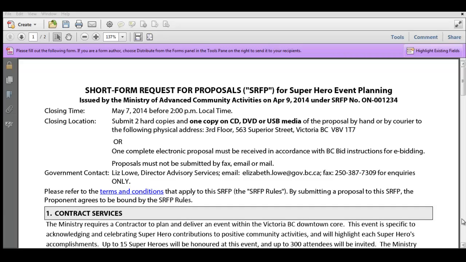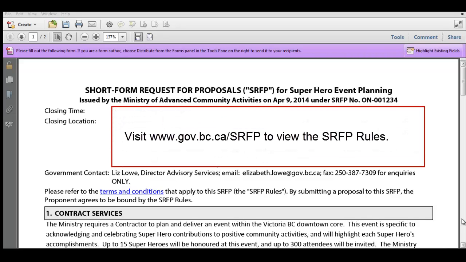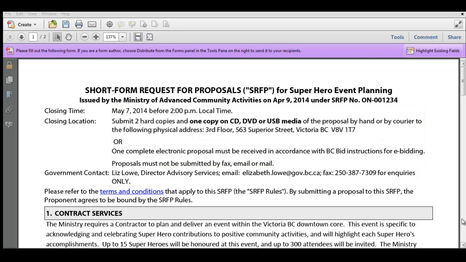Finally, in this heading section, you'll see that it talks about the terms and conditions that apply to the SRFP, or the SRFP rules. This is a link that if you click on will take you to a website that has all the terms and conditions that apply. Look at that next line. When you submit a proposal to the SRFP, you're agreeing to be bound by the SRFP rules. So it's very important that you go to the website, you have a look at what's there, and you ensure you understand all of the terms and conditions or rules that apply to the SRFP. That makes sure there's no surprises for you. And if anything doesn't make sense, if there are questions you have about the SRFP rules, by all means, that's something you should be sending in to the government contact, whatever your question is.